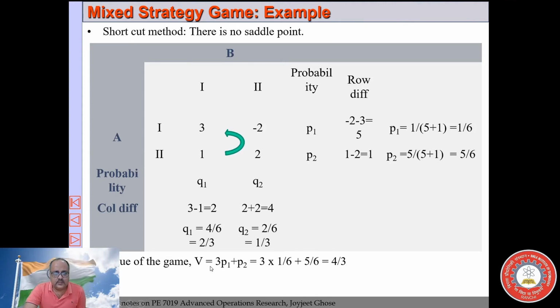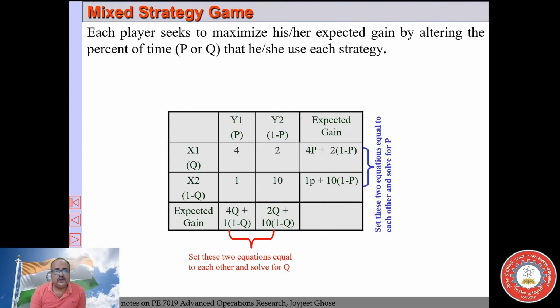Take any of the 4 equations, put in the values, let's say 3P1 plus 1P2. If I put the values of P1 and P2 here, I get the value of the game as 4 by 3. So 4 by 3 is the value of the game. So this is how you solve. This is a shortcut method of solving a mixed strategy game. So try to solve this particular game and find the values of P1, P2, Q1, Q2 and the value of the game.